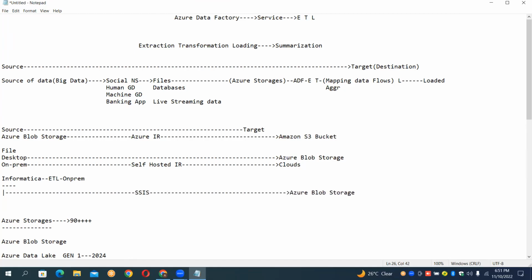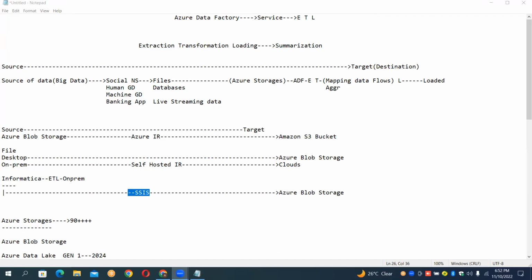SSIS. SSIS is used to run the packages. If you already have some code here, then whenever you want to run the code package in the cloud environment, we require an IR called SSIS IR. Clear, all of you? Sorry, just a minute. So guys, clear all of you now?